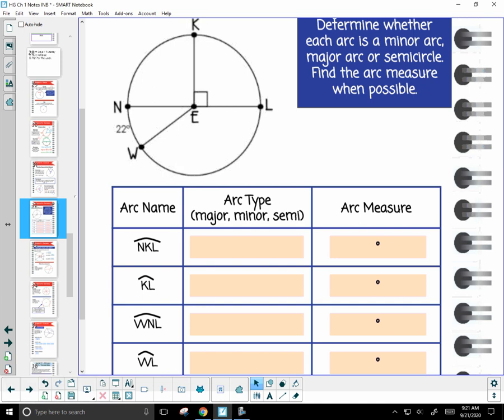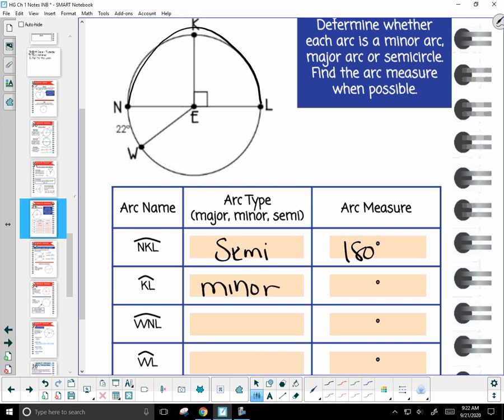Okay, let's go through each of our answers. The first one is arc NKL. Because there are 3 points, I automatically know it's either going to be a major arc or a semicircle. It says start at N, then go to K, then to L. So N to K to L is that piece right there. Which one is that? Semicircle. So what does that arc measure have to be? 180 degrees. Good. Okay, KL, because it has two points, what's it going to be? Minor arc.